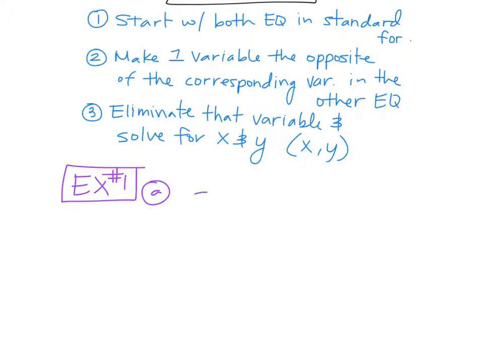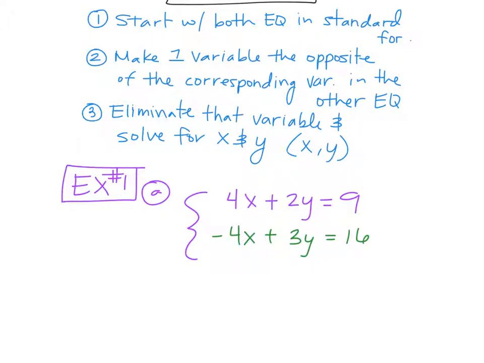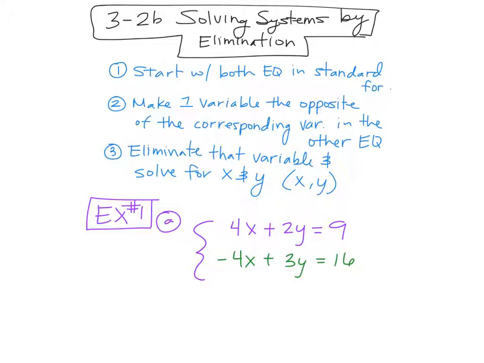Here's your first system. You will have 4x plus 2y equals 9, and negative 4x plus 3y equals 16. Okay, that's our system. We're trying to eliminate a variable. So the first thing it said is start with both in standard form. Are they both in standard form right now? Yeah, okay, so we're good there.